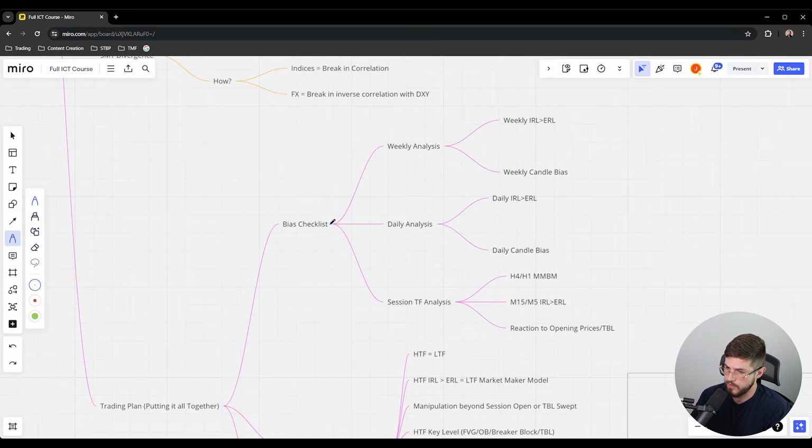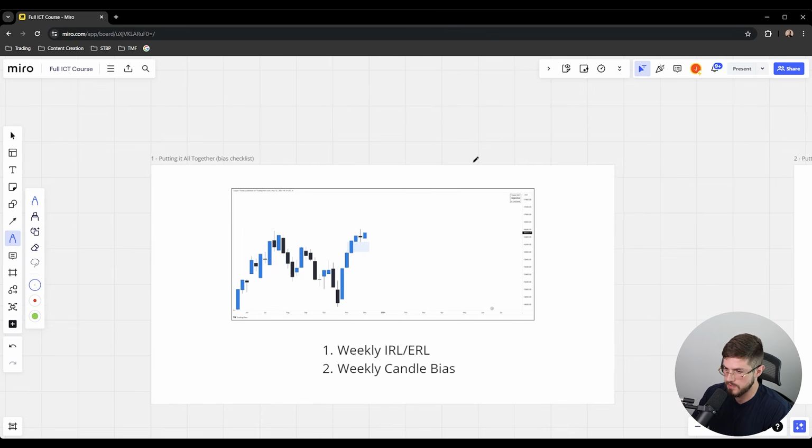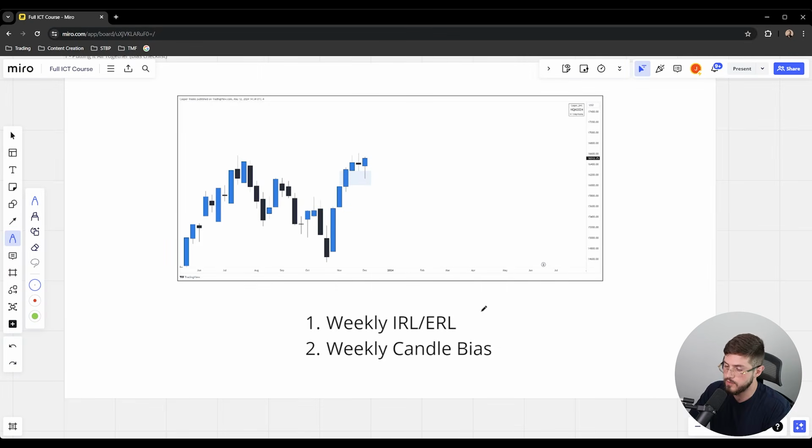So let's go right into it and talk about your bias checklist. Okay, so bias, the first thing you're always going to do is weekly IRL to ERL and weekly candle bias. Okay, now you don't have to have both of these. Okay, I want to be clear. You don't have to have every star aligning in order to have bias.